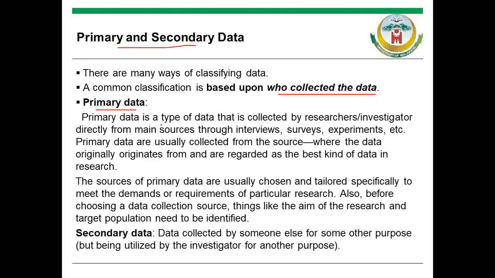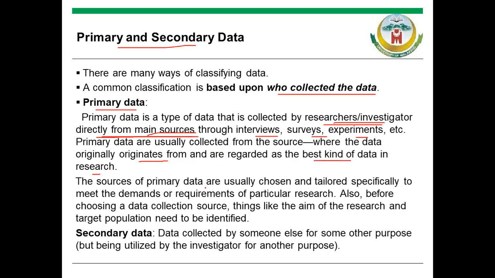Now, what is primary data? Primary data is a type of data that is collected by a researcher, investigator directly from the main source. Okay, so there are 2 or 3 points. One is this is collected by the researcher or investigator, and the second important point is directly from the main source. Okay, the methods that are used are interviews, survey, experiment, etc. Primary data are usually collected from the source where the data originally originates from and are regarded as the best kind of data in research.